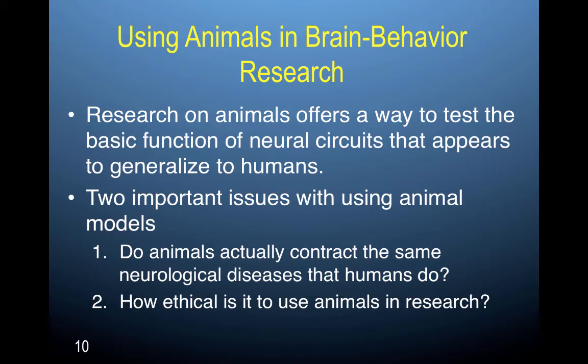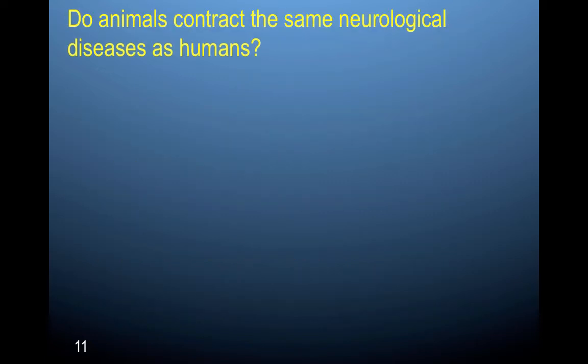One, do animals actually contract the same neurological diseases that we do? If they do, then we would possibly be able to investigate them. So they have investigated depression, for example, and addiction. These are things that have been heavily investigated in animal models. Second, how ethical is it to use animals in research? So we're going to be talking about each of these in turn.